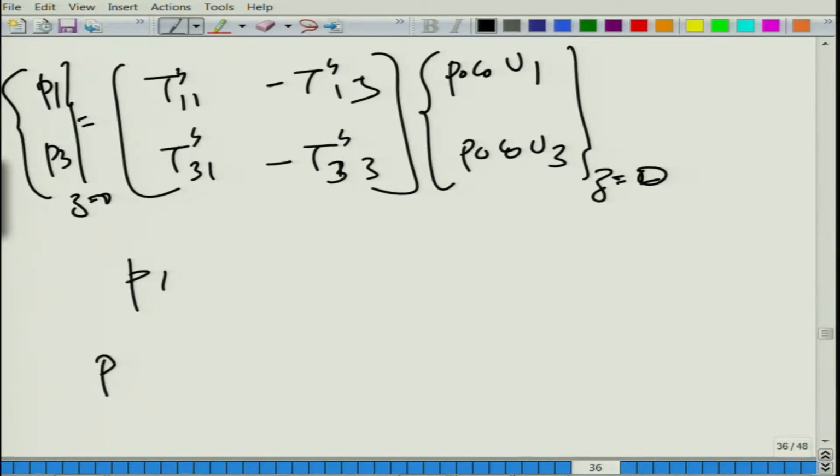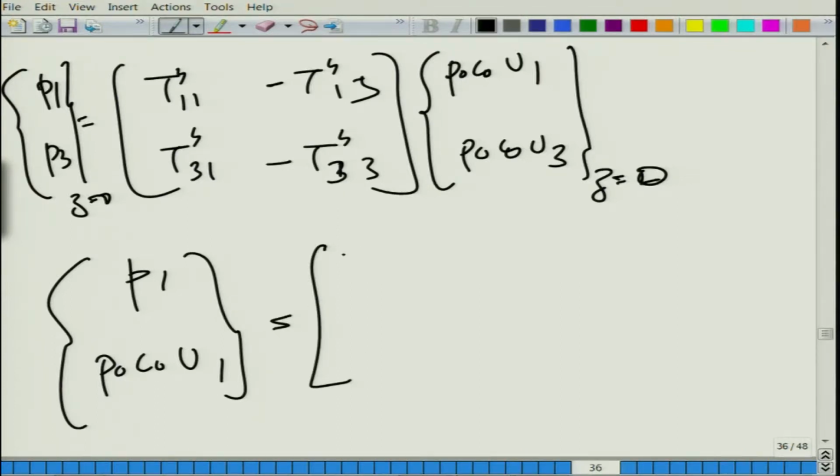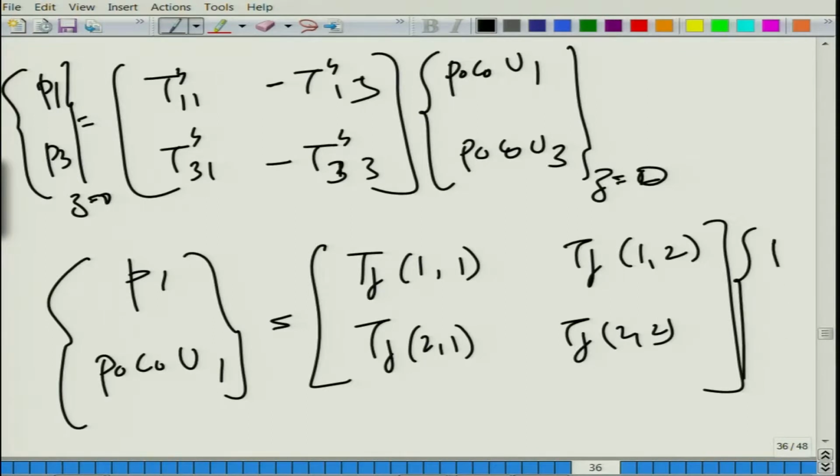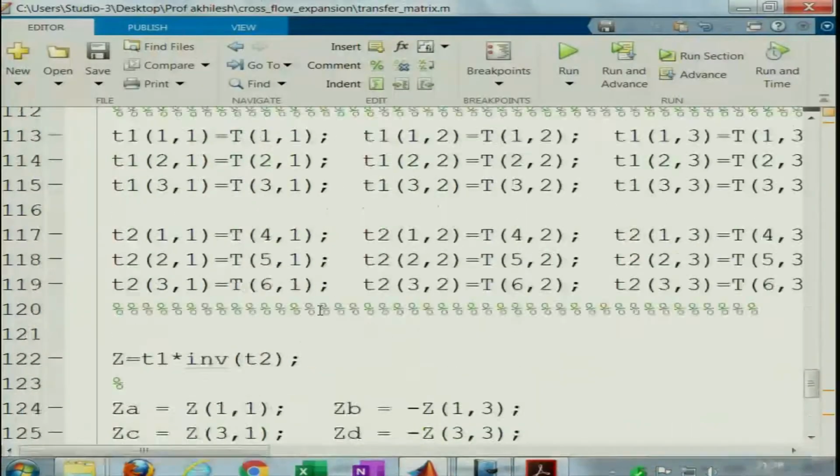So, I will do away with showing you the simplification, but let us say this is T f. It means your final transfer matrix, which is of this form T f 2 1 and T f 2 2, and here you have your P 3 and rho naught C naught U 3. We can have this sort of a form. So, what I am going to do is jump onto MATLAB and show you the relevant things.